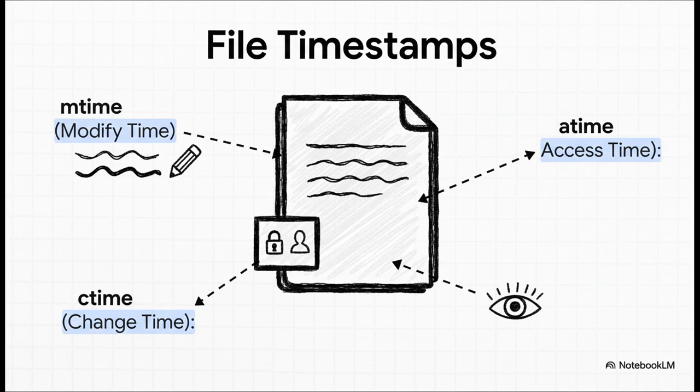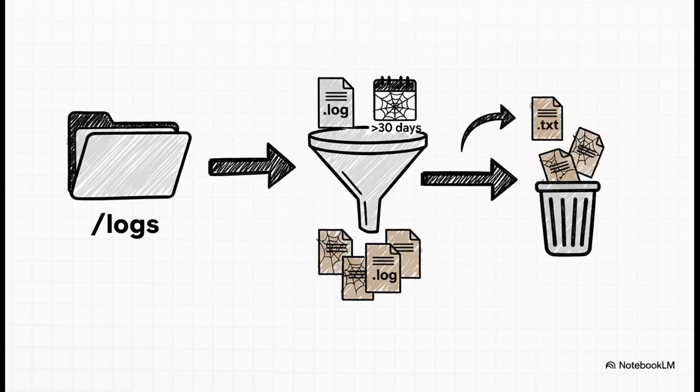And finally, ctime, or change time, which tracks changes to the file's metadata, things like permissions or owner. Once you get these, you can do incredibly precise searches. So let's look at a really powerful, practical example.